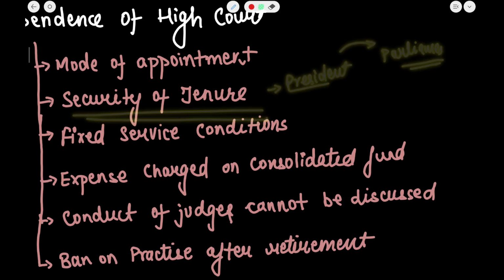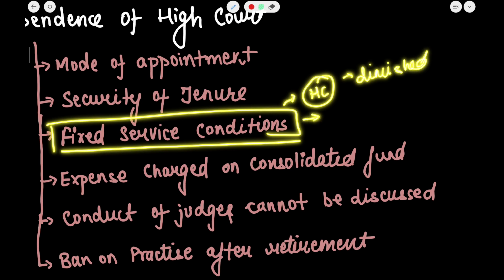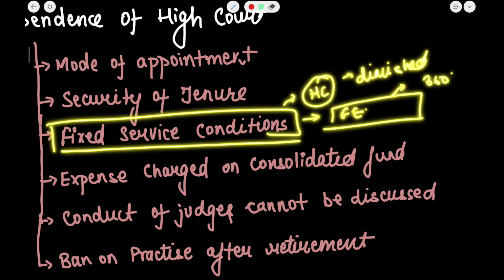Next is the fixed service condition. All the salaries and allowances that are given to the judges of the High Court cannot be diminished during their period. There is only one condition: when there is a financial emergency operating in the country under Article 360 of the Constitution, then the salary of the High Court judges can be reduced.